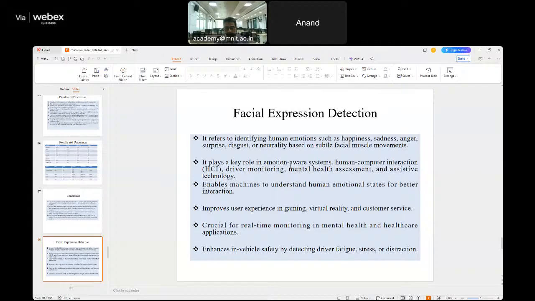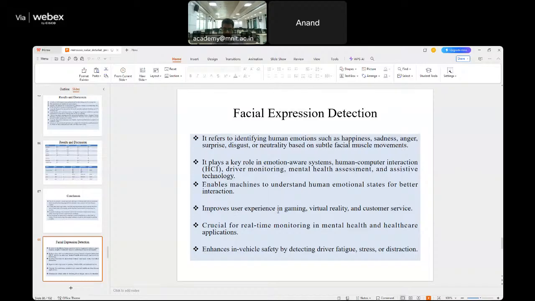It plays a key role in emotion-aware systems and human-computer interaction. See how satisfied the human is when interacting with some machine. Facial expressions are the visible sign to get the feedback. Driver monitoring: whether the driver is in the right state to drive the car, for example drowsiness, can be detected. Mental health assessment and assistive technology. It enables machines to understand human emotional states for better interaction.